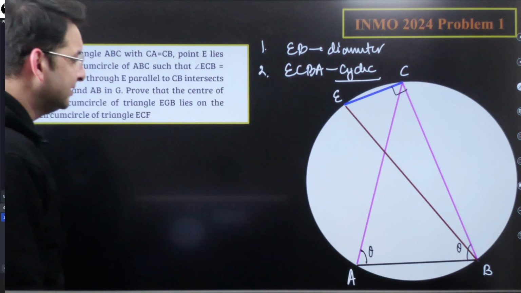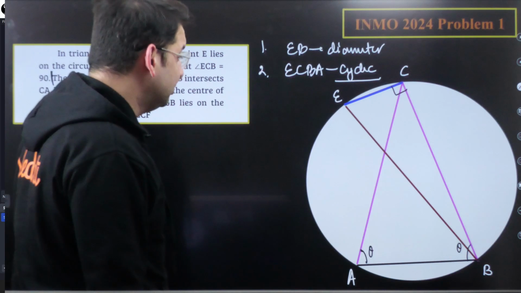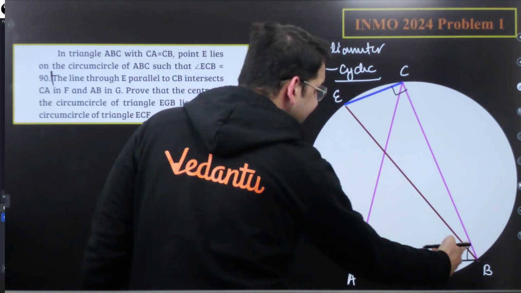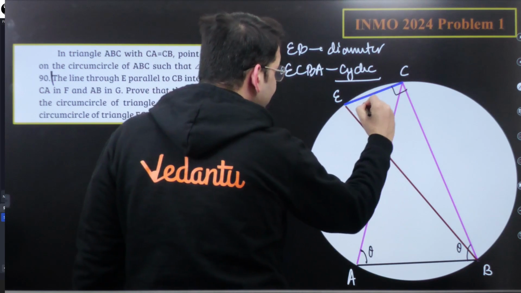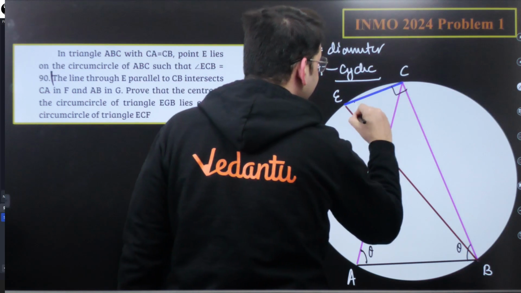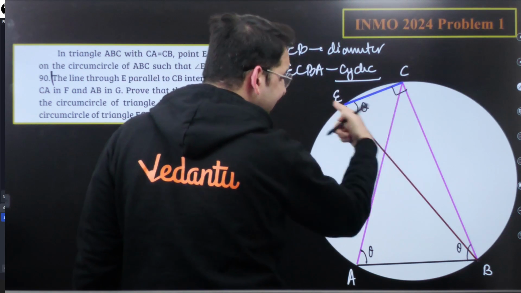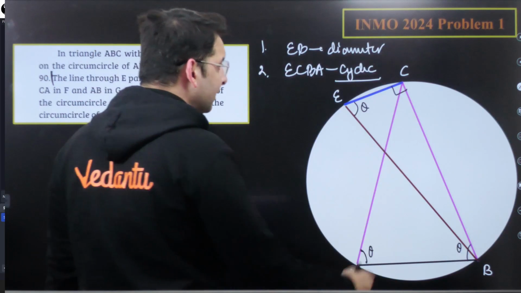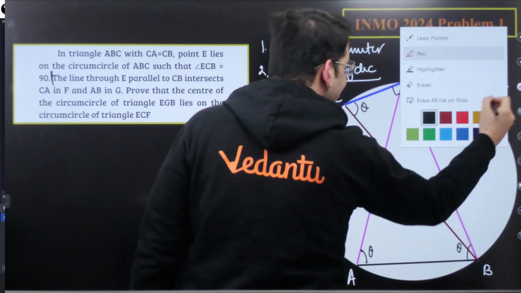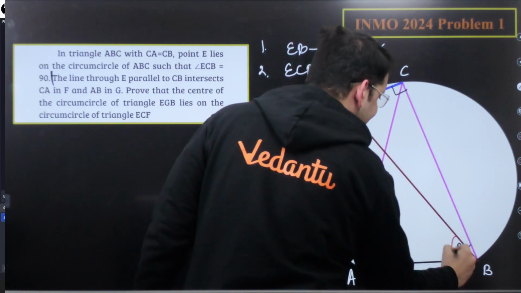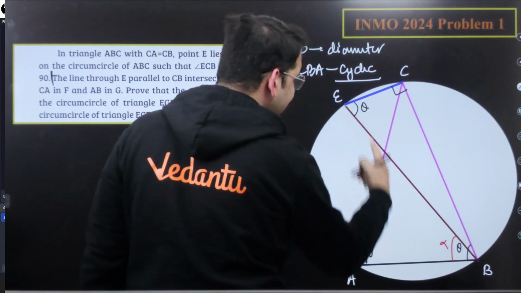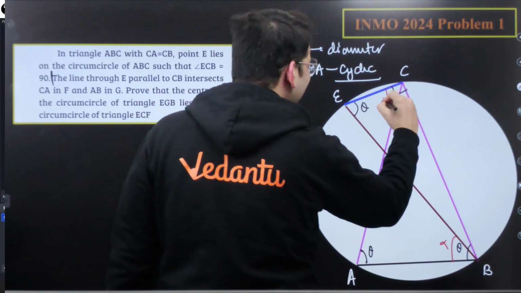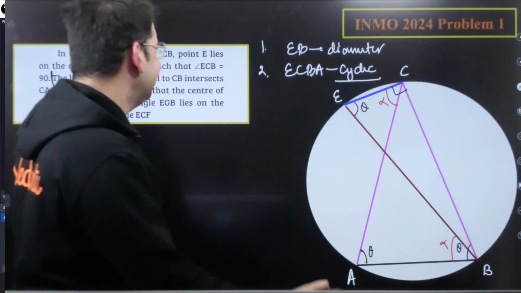ECBA are cyclic points. So if I have to use angles in the same segment, I can always use them. So if this is theta, this would also be theta. That is angle CEB equals CAB. If this angle is alpha, ABE and ACE is also alpha. If we have to use it, we can use it.